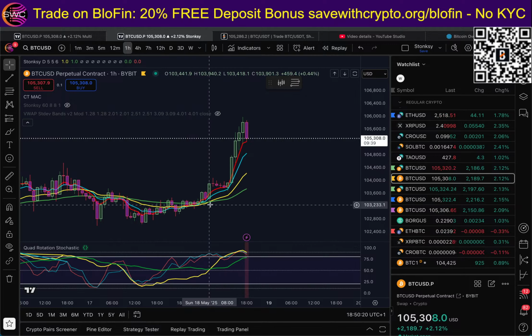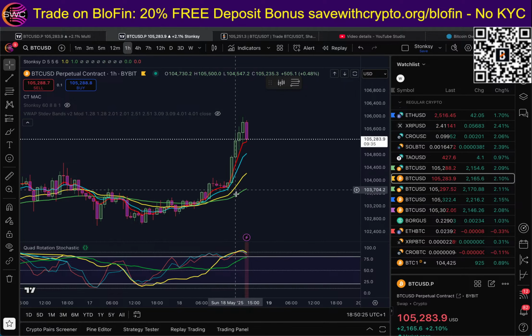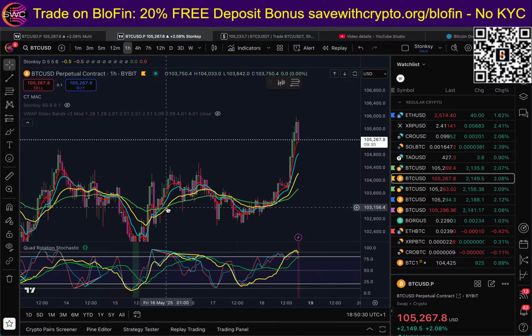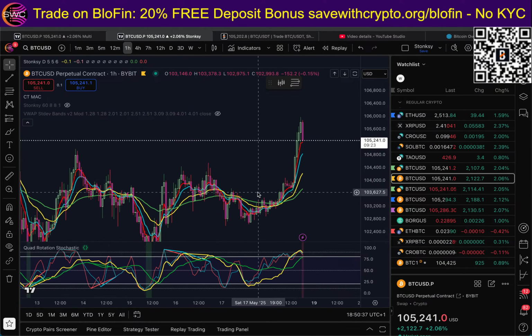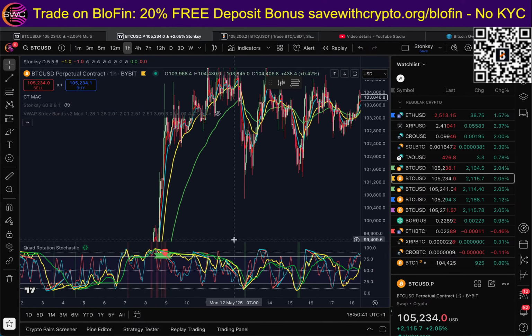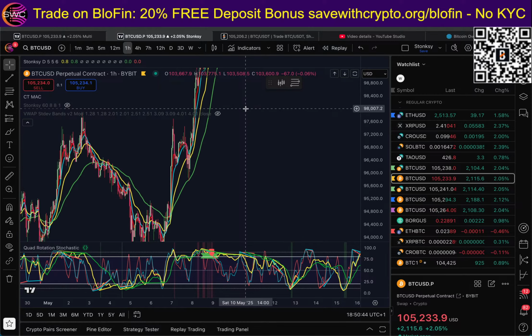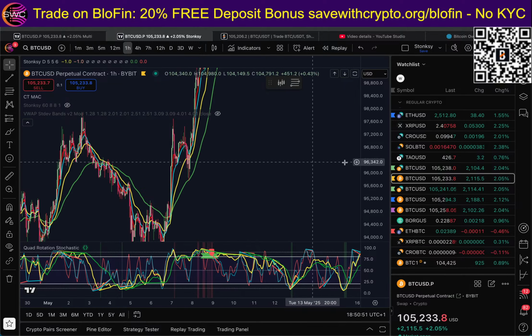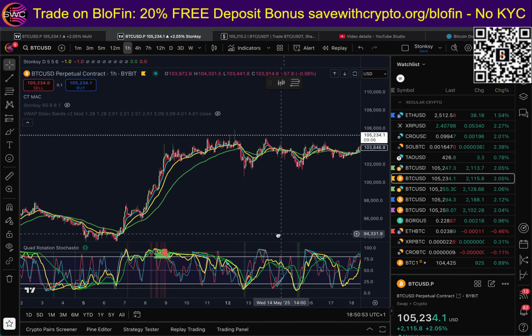These EMAs, though, I just love them. I mean, look at this. The 1 hour, yellow and green cross there, boom. Brilliant, isn't it? Even a little one there. When they crossed there, it went up. All right, it pulled back a little bit, then went up. And great. This one here was phenomenal. Look at that cross there, down at 94k on the 7th of May. Fantastic.